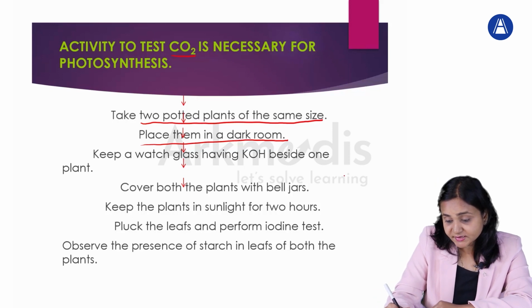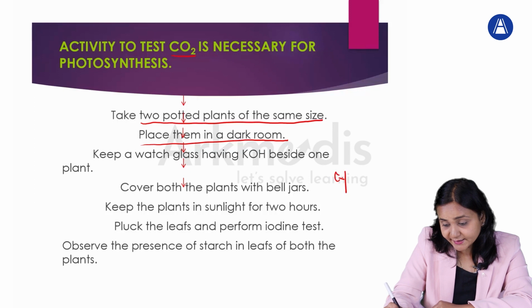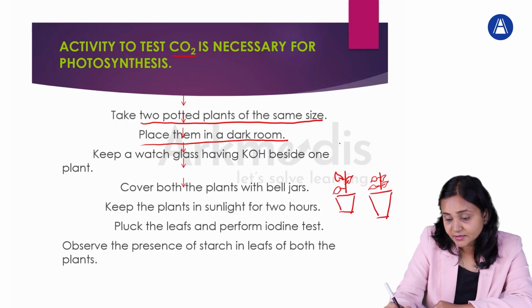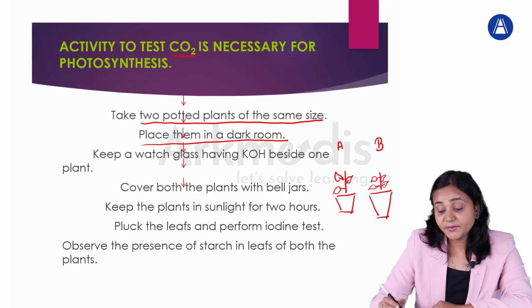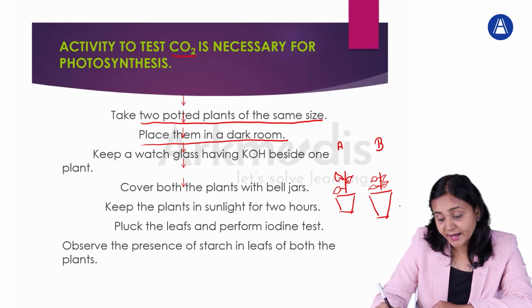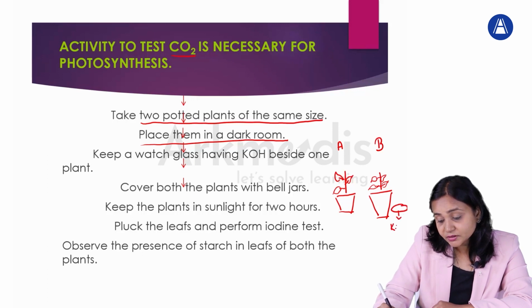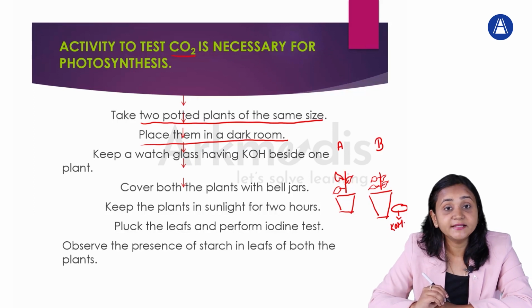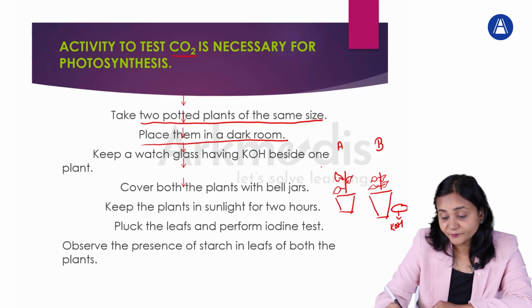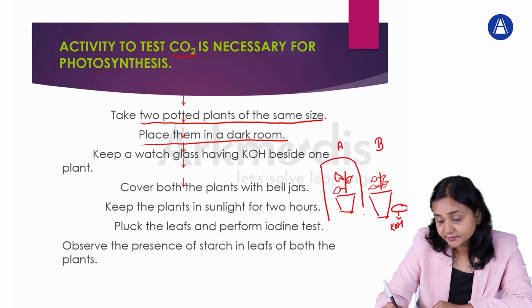Suppose this is my setup. I am drawing two plants. These are the two potted plants. I am labeling them as pot A and pot B. Now, beside one of the potted plants, I will keep a watch glass containing KOH, and finally I will cover both of them with a bell jar.